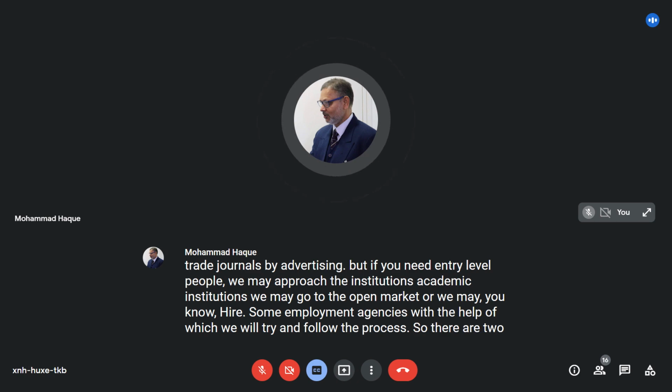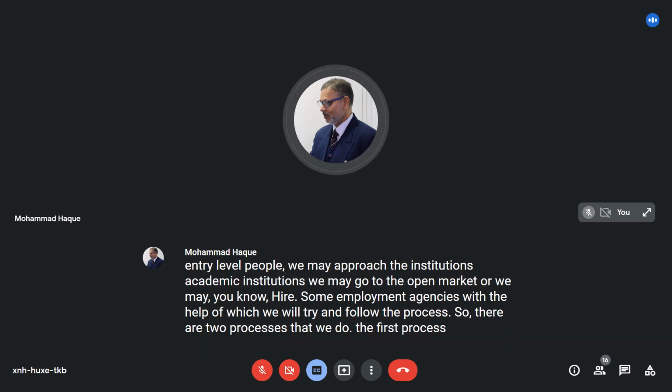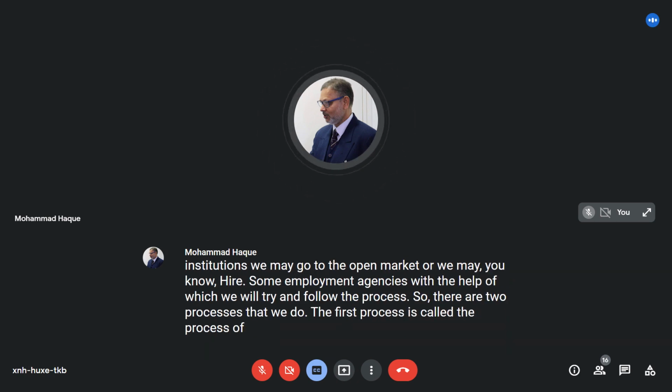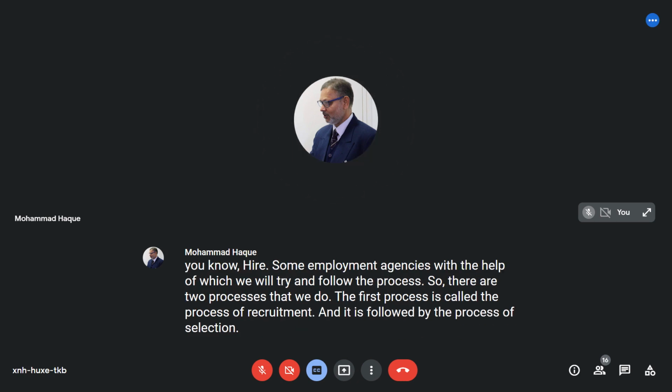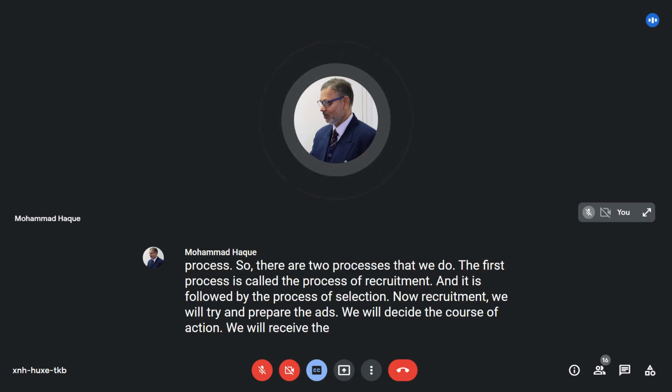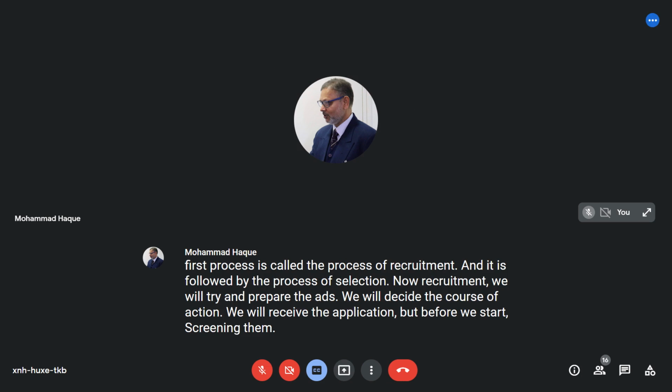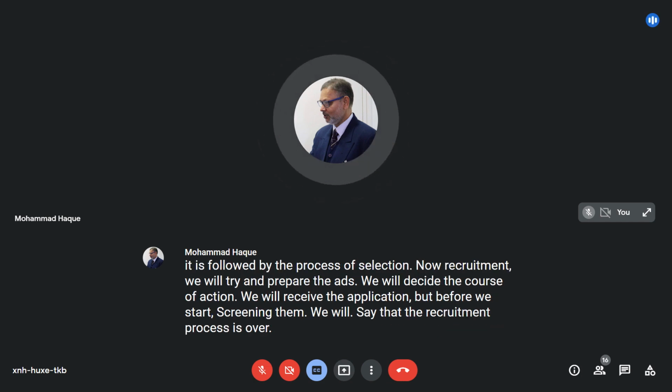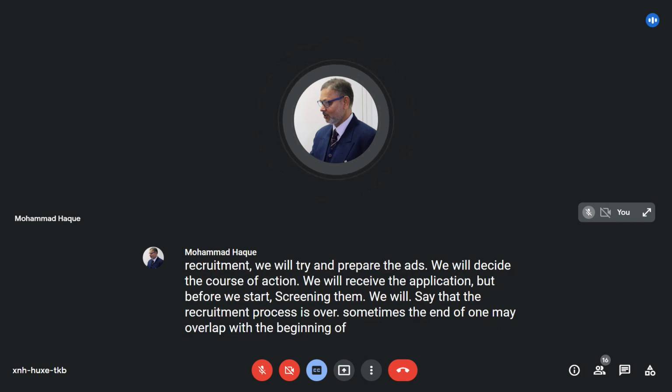So there are two processes that we do. The first process is called the process of recruitment, and it is followed by the process of selection. Now, in recruitment, we will try and prepare the ads. We will decide the course of action. We will receive the applications, but before we start screening them, we will say that the recruitment process is over. Sometimes the end of one may overlap with the beginning of another.